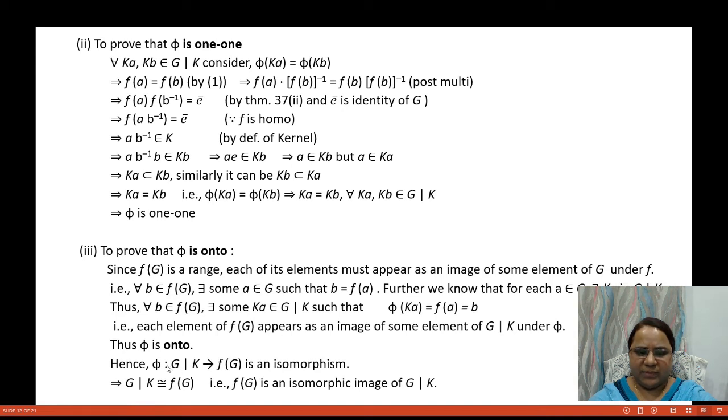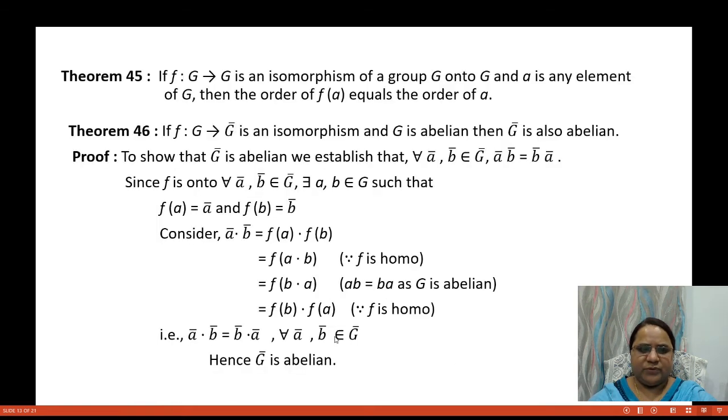Since phi is a one-one onto homomorphic mapping from G/K to f of G, phi is an isomorphism. So G/K is isomorphic to f of G. So that's the proof now. So we have proved the three conditions there. Next we have theorem 45.